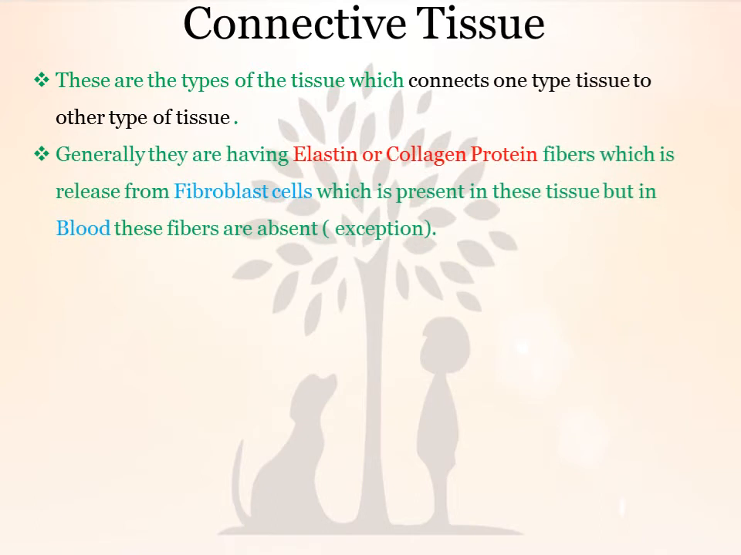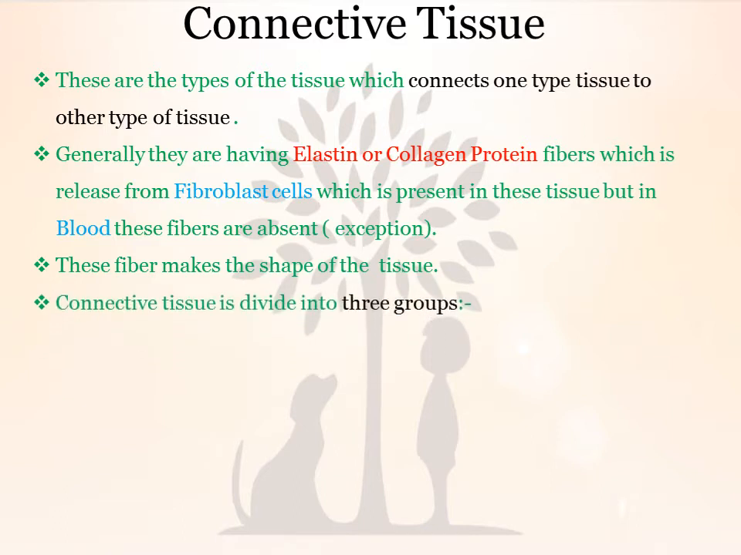Generally they are having elastin or collagen protein fiber, which is released from a particular cell, that is fibroblast, which is present in these types of tissue, but in blood these fibers are absent. This is the only exception of connective tissue which does not have this type of fiber. These fibers make the shape of the tissue.